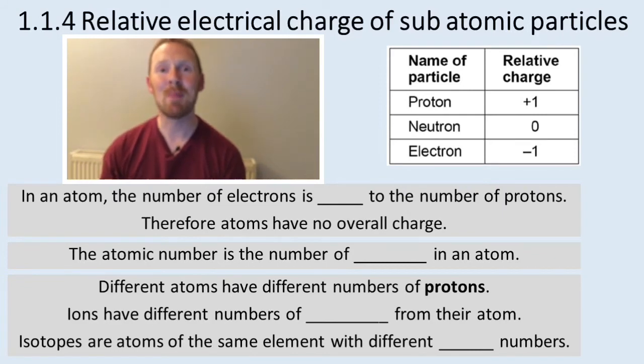Before you move on, make sure you understand the relative charge of the proton, electron and neutron. Make sure you know what the atomic number is. Make sure you know what an atom is, an ion is, and an isotope is.